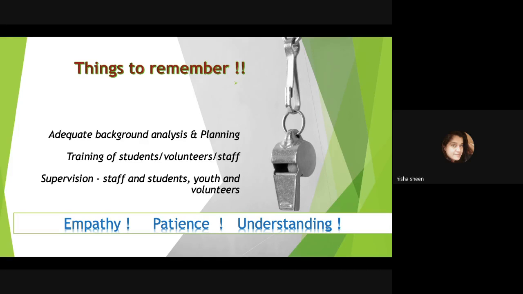Besides, training of the students, youth, and volunteers involved in the program or event is another prerequisite. Not least, supervision. Adequate supervision should be ensured in such settings as there are possibilities of clash of ideas, prejudices, levels of patience, and other cognitive disparities among the generations. All you need is, mandatorily, empathy, patience, and understanding.